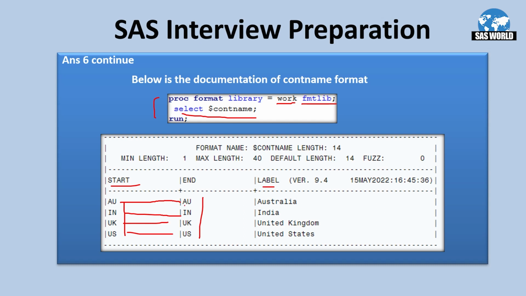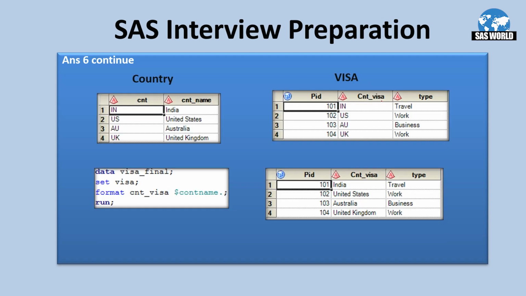Now the label: wherever AU comes, it will be replaced with Australia, IN with India, United Kingdom, and in the same way. So this is the documentation. Let's see the output when we apply this format to the visa dataset. So here is the country dataset. This is the visa. Based on the country, we have created the country name format. Now we will apply the format.